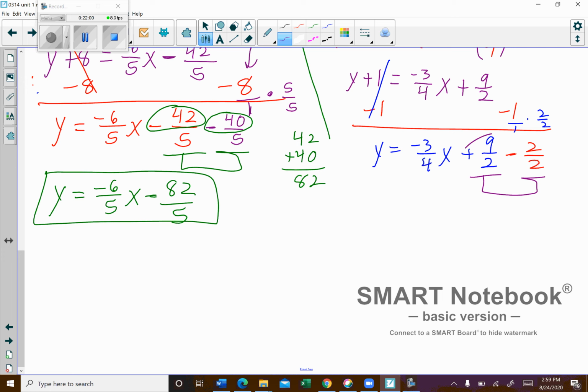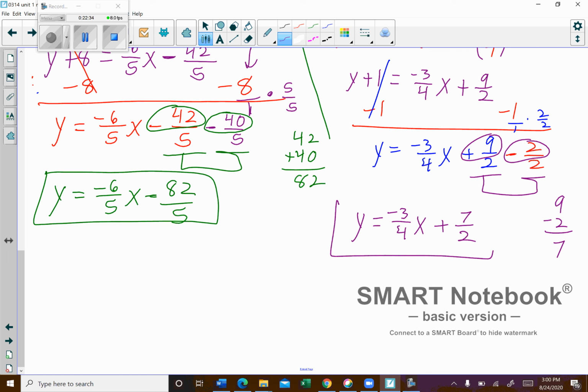And so once again, you got to look at the signs associated with the numerators. So I have a plus 9 and a minus 2. So they're different. They're competing against each other. So what I'm going to do here is I want to subtract the smaller from the larger, which should give me a 7. Now the larger number was positive, so I'm going to keep that positive. So my final answer should be y equals negative 3 over 4x plus, it'll be positive, 7 over 2. All right, and there we go.